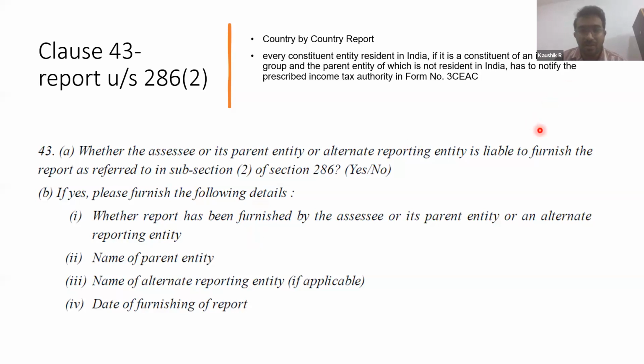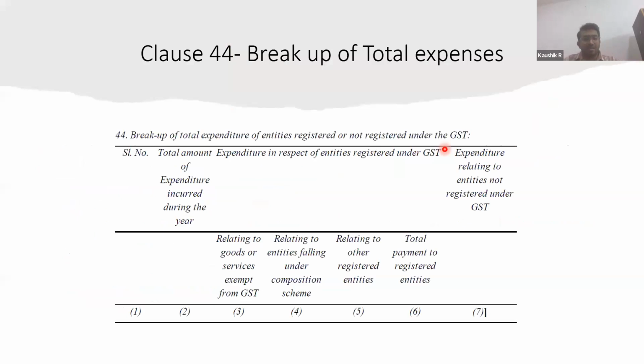Yes. So let's go to the last clause. This clause is the breakup of total expenses, the breakup of total expenditure of entities registered or not registered under the GST. See, this clause 44 was kept in abeyance for a long period. Yes or no? Any idea that it was kept in abeyance? Did you know that? Yes, Rakesh says yes. It was kept in abeyance for a long duration. But this year, that abeyance notification has not come yet. So we have to fill out this information for the current year.